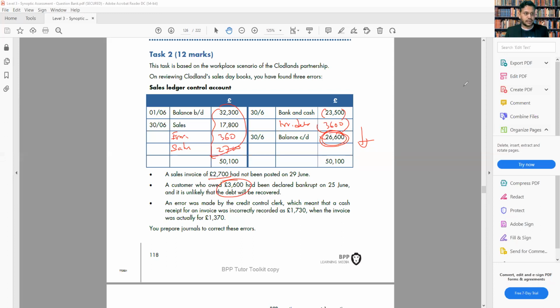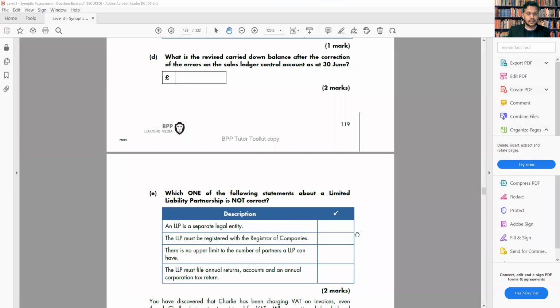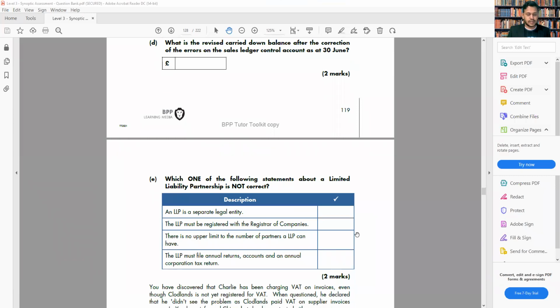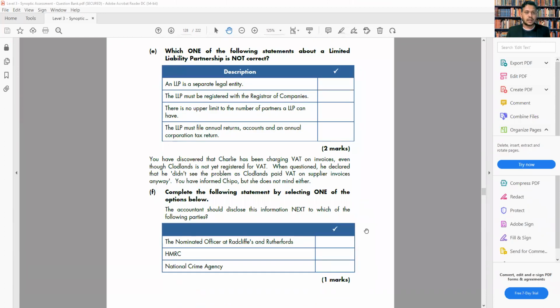Let's move 26,060. Thank you, Wong. So if it is 2660, yes, that's correct. Let's move to the next one. The next one we have E. Which one of the following statement about a limited liability partnership is not correct? That means we are looking for the incorrect one, not the correct.